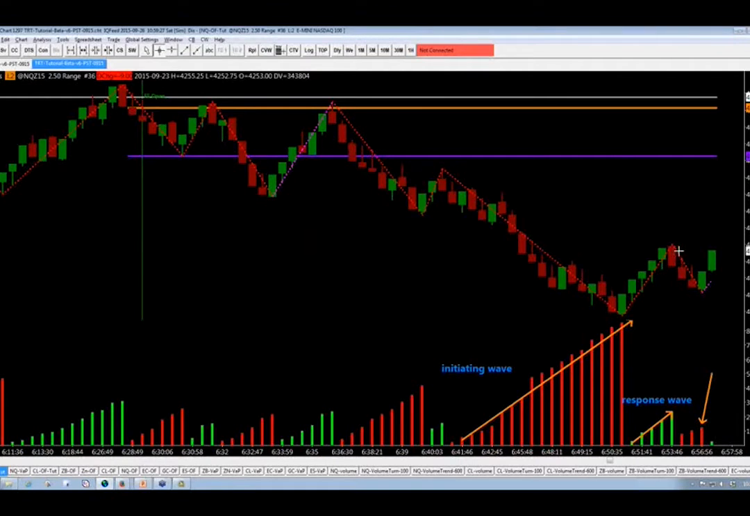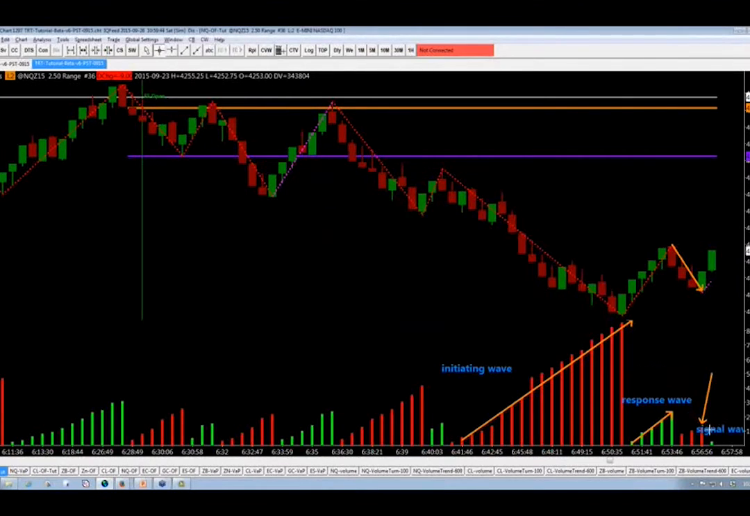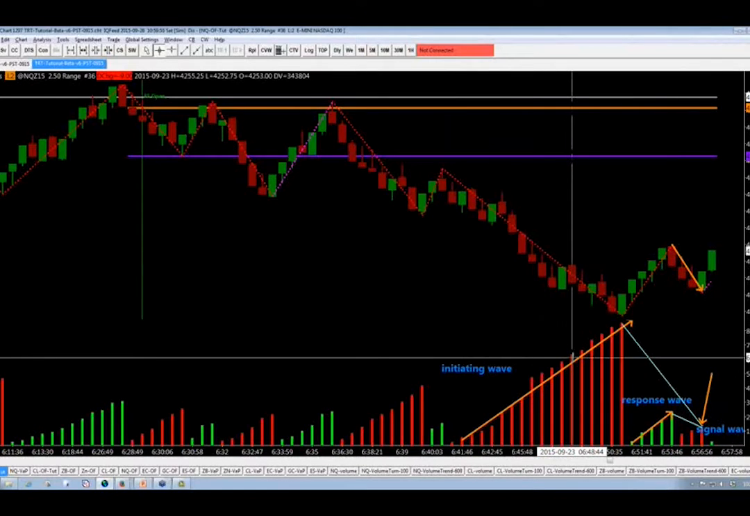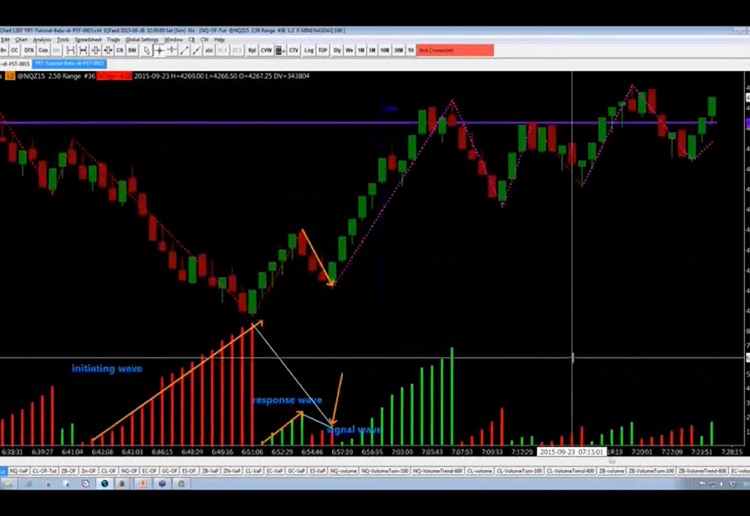When this wave completes, we can run some logic that says, look, the current wave, what I call the signal wave, if it signals, is less than both the response wave and the initiating wave. Where did the sellers go? This is a long signal. Now, that does not look like the market's going up. And yet it does. It goes up quite a ways.